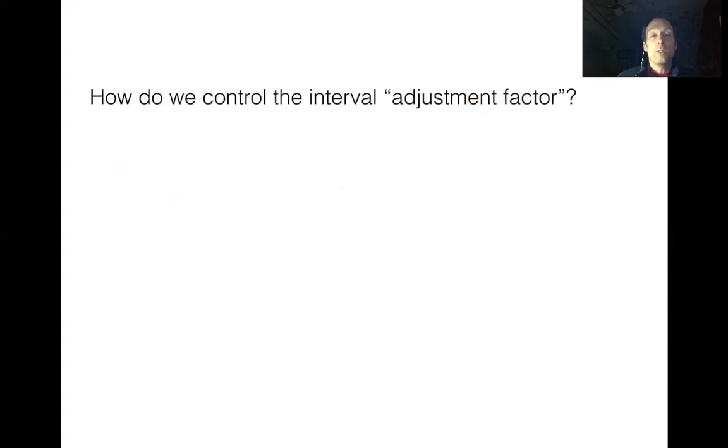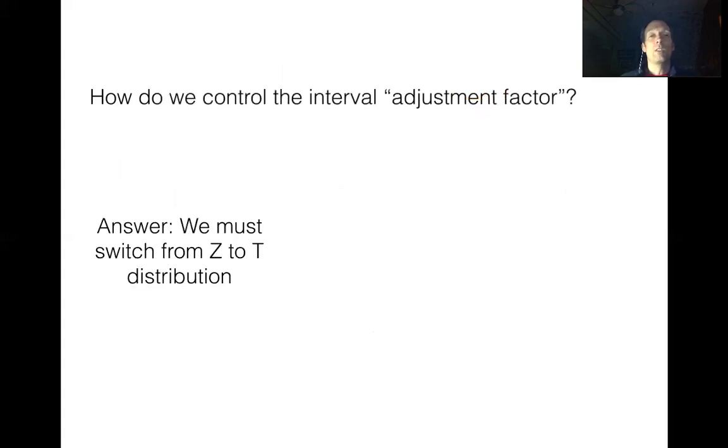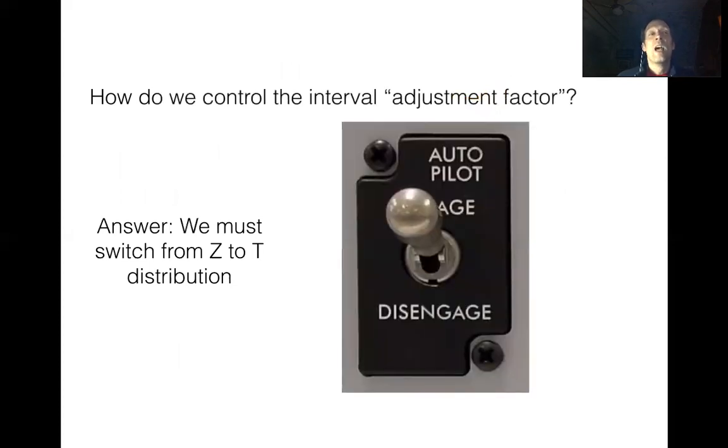The answer is we're going to end up switching from the Z distribution to something called the T distribution. The T distribution is going to take all this extra adjustment factor, this extra cushioning, and put us on autopilot. So when we do the formula, all this extra interval correction is going to be taken care of automatically for us.